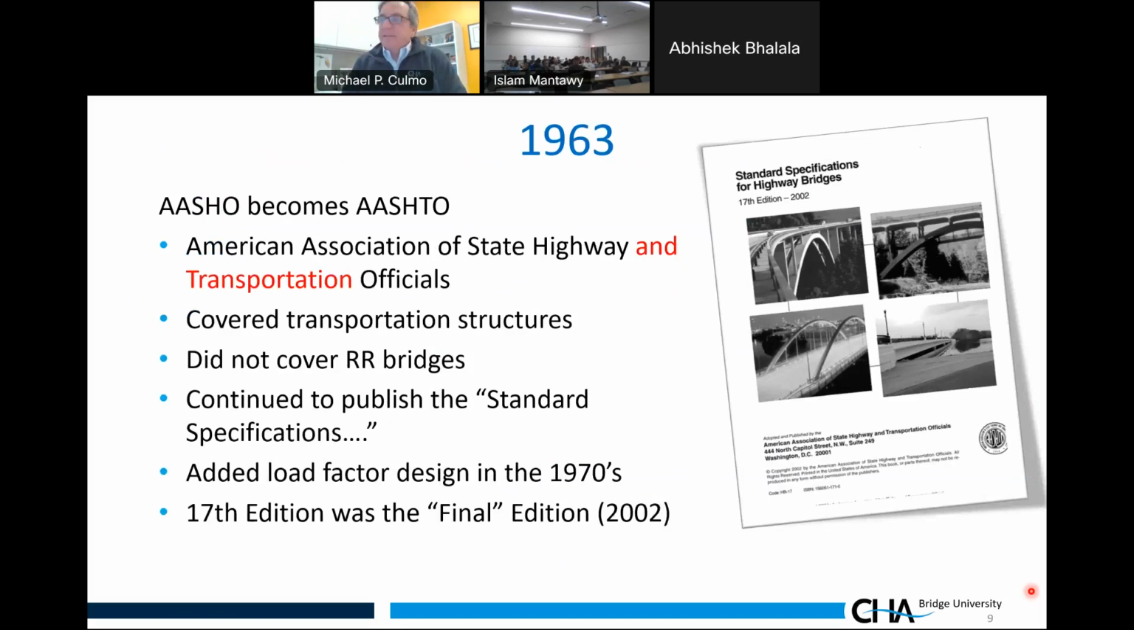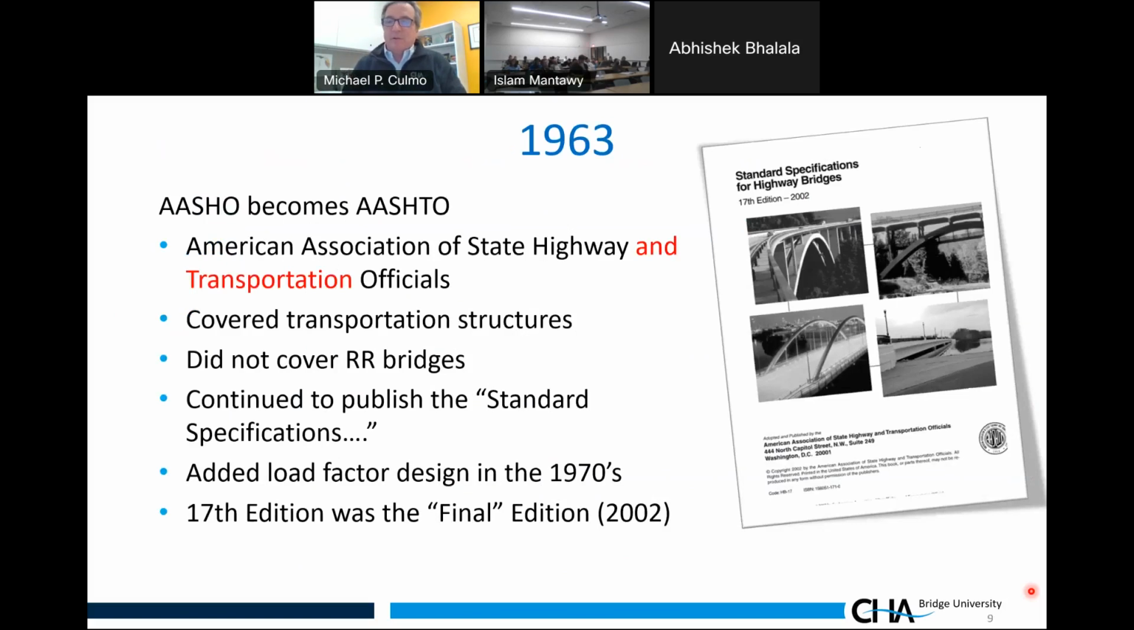Moving forward, 1963, another momentous date. AASHTO now becomes AASHTO. We added a T, and it's now the American Association of State Highway and Transportation Officials, which is interesting because the bridge code, the bridge specification, you might say adding the word transportation means it's not just highways, that maybe this includes railroads. No, the AASHTO bridge specifications shown here in the graphic only did highway bridges.